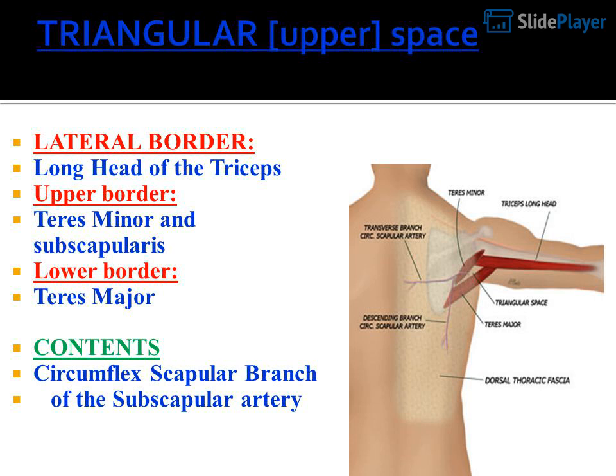Triangular upper space. Lateral border: long head of the triceps. Upper border: teres minor and subscapularis. Lower border: teres major. Contents: circumflex scapular branch of the subscapular artery.